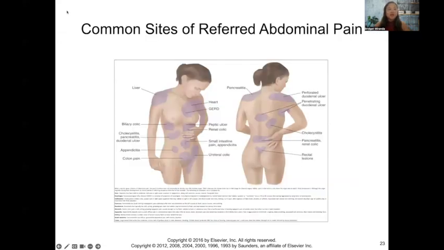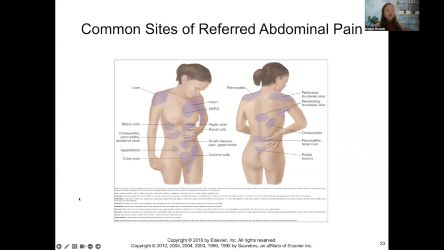Here are some common sites of referred pain that you can see here. And I'm not testing you on, if you feel pain in the left arm, what do you think this patient has? That's not what we're going to do for our exam. However, I do want you to see this so that you can start thinking about common areas where you might experience pain that has to do with the GI system itself.